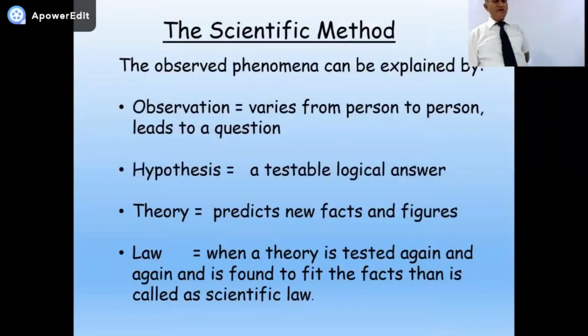So what have we just covered? A topic, the scientific method. The observed phenomena can be explained by, as you can see on the screen. What is observation? Observation means something that is going on all around you. It varies from person to person, and it produces a question in your mind. What is hypothesis? A logical prediction, a testable logical answer. So whatever is asked, whatever pops up in your mind, its answer is called hypothesis. What is theory? It predicts new facts and figures.